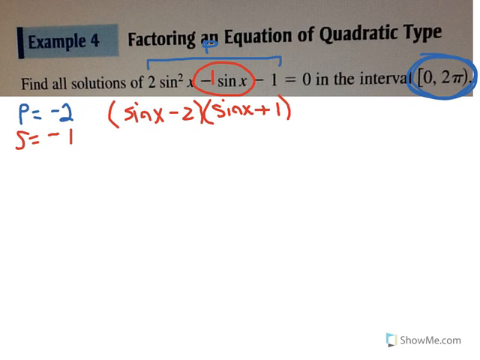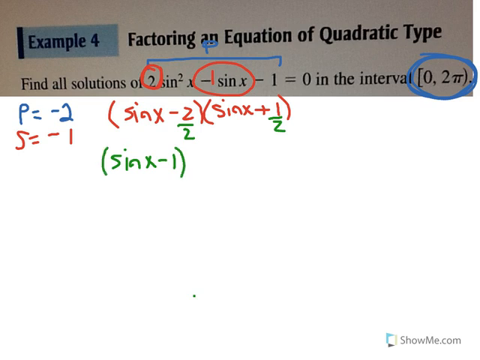Now, since I have a 2 in front, I'm going to divide all my factors by 2. Now, since I'm solving, reduce it down. If it reduces, simplify it. So this becomes sine x minus 1.